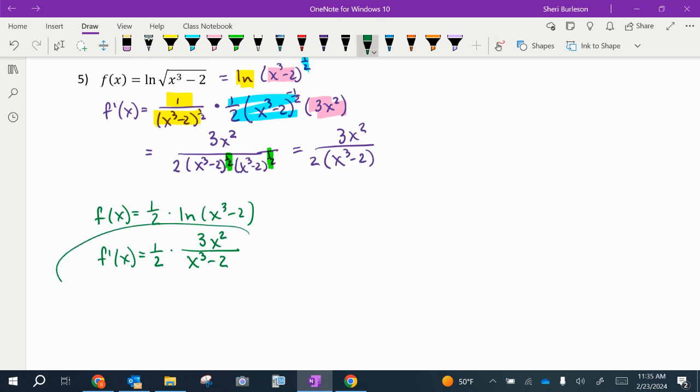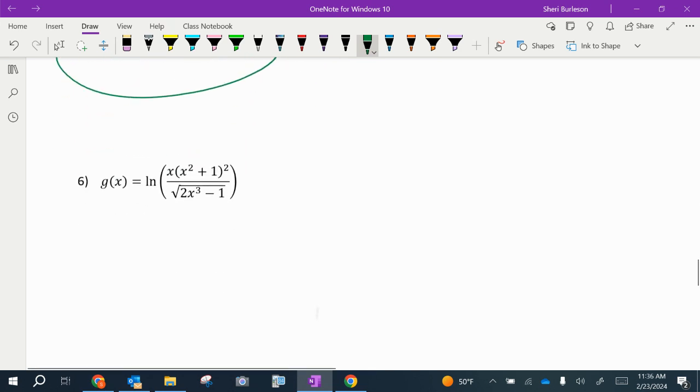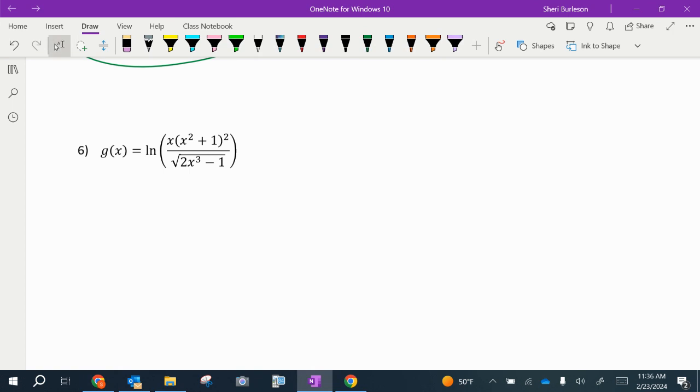Isn't this the same thing we got when we did all of that simplifying? So you can use properties of logarithms to make the derivatives easier. That's a really nice thing about taking the derivatives of logs. So if we look at this one, who wants to do a quotient rule and a product rule and two chain rules in the process of taking this derivative, all inside the natural log?